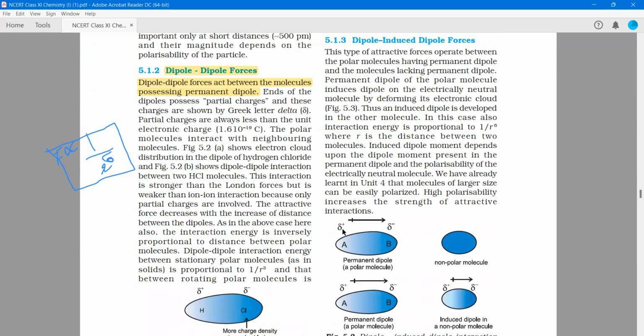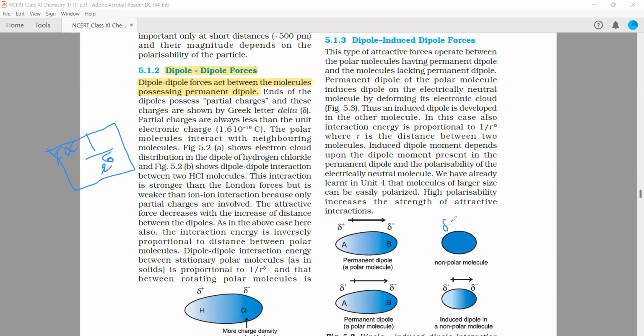So this is a non-polar molecule. This is a permanent dipole molecule. So when this comes in close proximity, here it is delta negative. So it will induce the electronic charge in such a way that it will have attractive interaction. For that to happen, it will have delta positive this side and delta negative this side. That is why it will now have attractive forces. This can be seen from here.